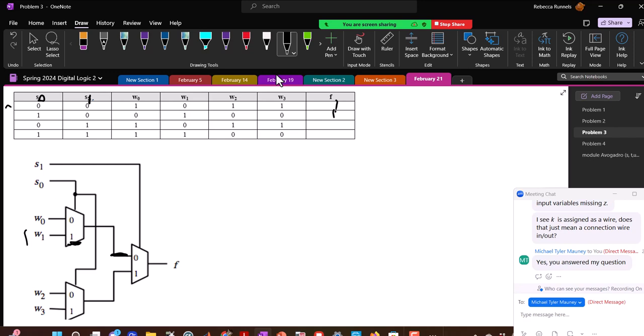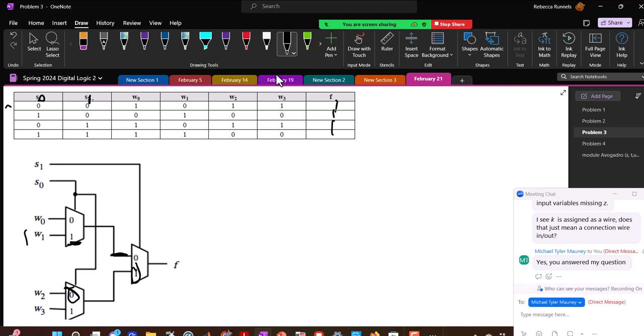So F is 1. In the third row, S1 is 1, so I only care about the bottom multiplexer. S0 is 0, so I want the top input on the bottom multiplexer, which is W2, and W2 is 1.